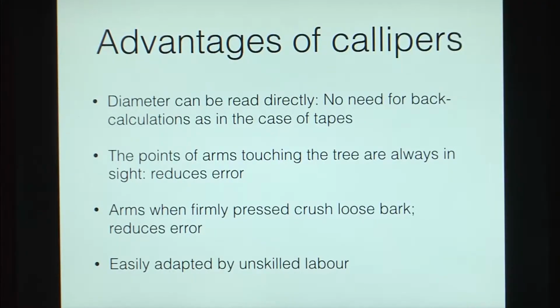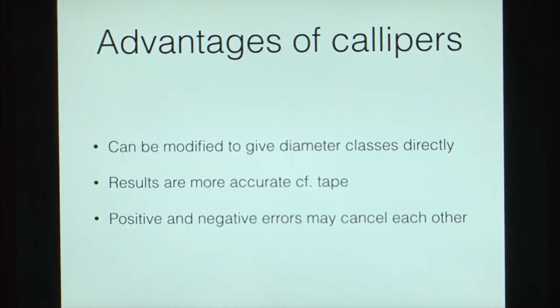It is easily adapted by unskilled labor, so you can directly use it to get the diameter classes and not directly diameters by painting your scale in different colors. It can be modified to give diameter classes directly. The results are more accurate as compared to tape, and positive and negative errors, because they are both there in the device, so they might cancel each other.